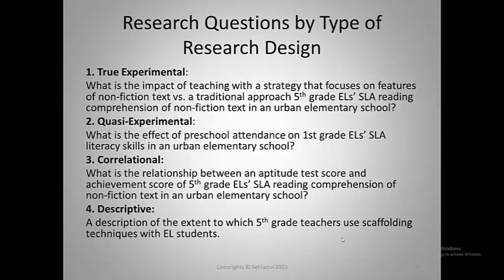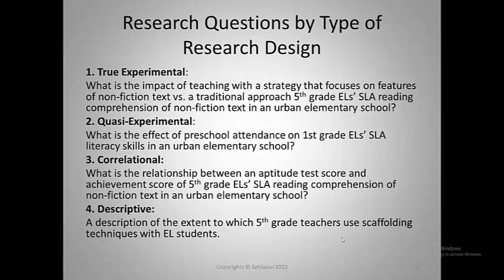The second one is a quasi-experimental. And of course, a true experimental design would involve randomizing the sample and controlling the variables and so on and so forth. There are so many aspects to that. The second one is quasi-experimental. It's less experimental in a sense than the true experimental. So in this case, we have, what are the effects of preschool attendance on first grade EL second language literacy skills in an urban elementary school? So this question would be investigated using a quasi-experimental design.